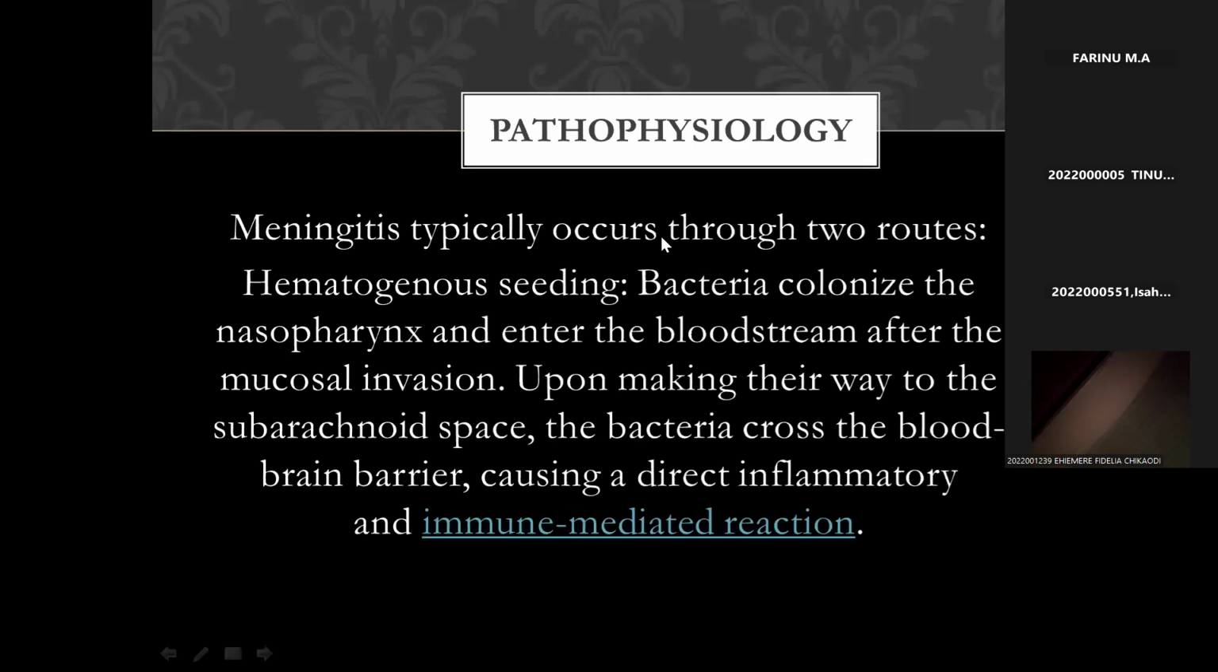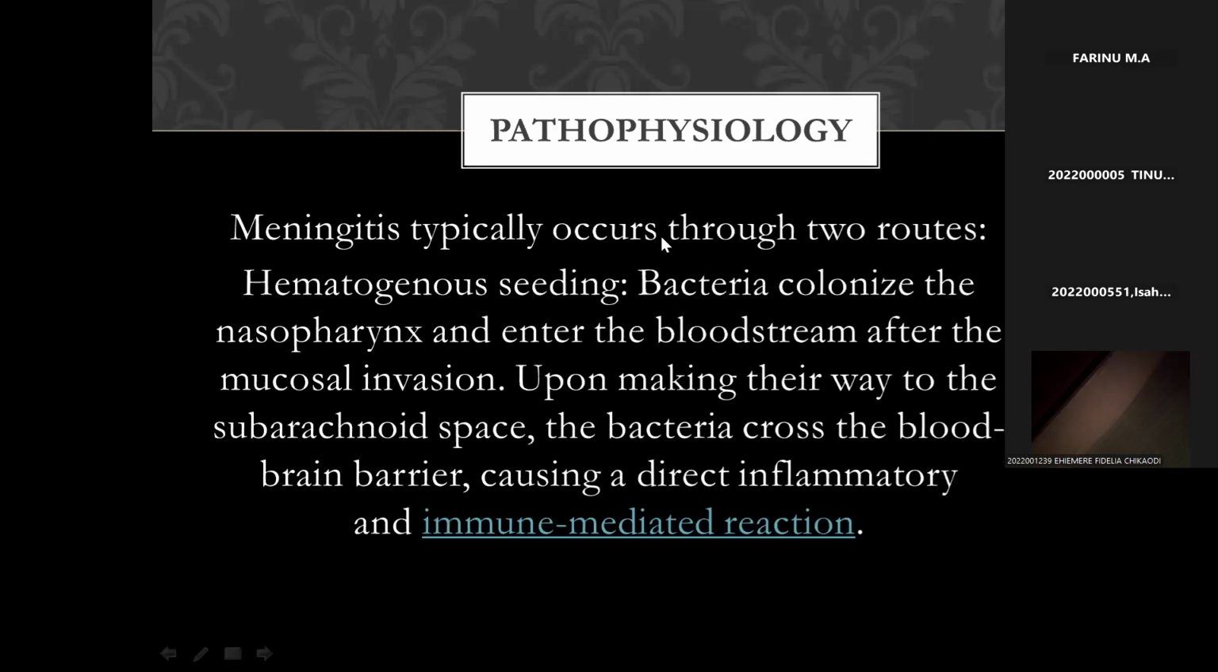Now, let's talk about pathophysiology. There is no big deal in the pathophysiology of meningitis. No big deal. Meningitis typically occurs through two routes. It can be through hematogenous seeding, which is the same thing as spread through blood. Then the second one is through direct spread.